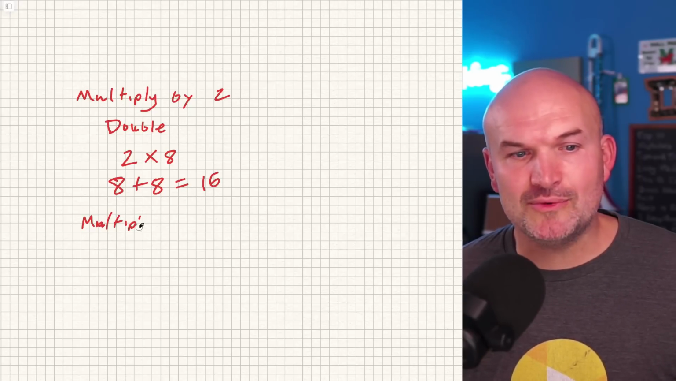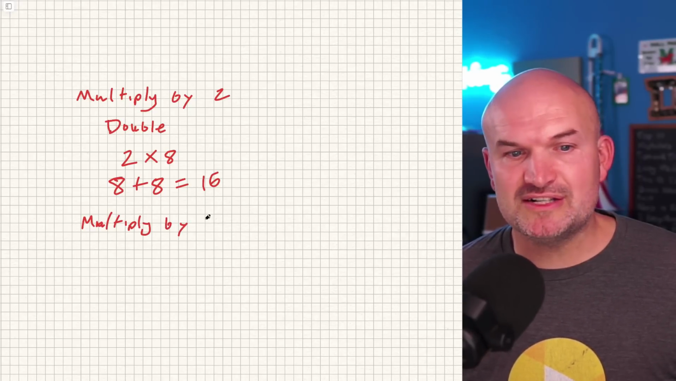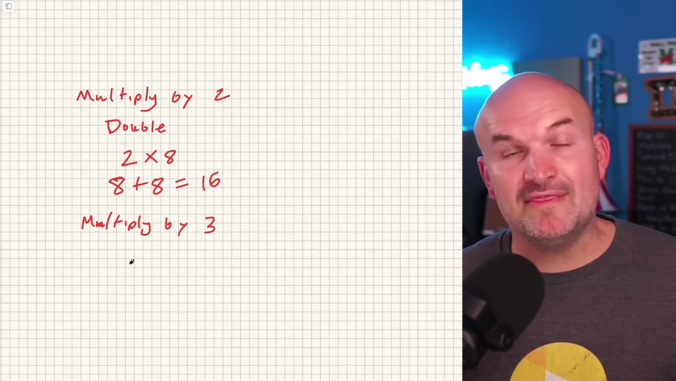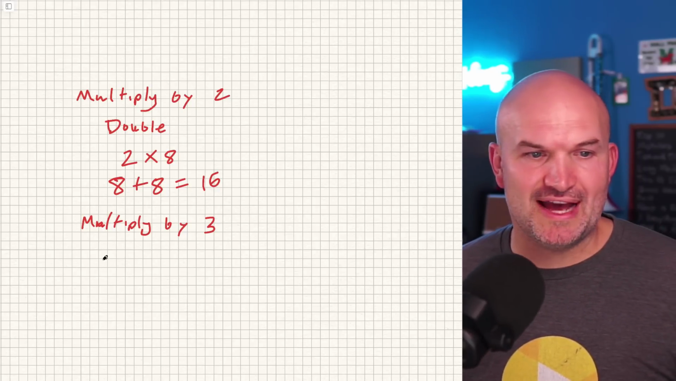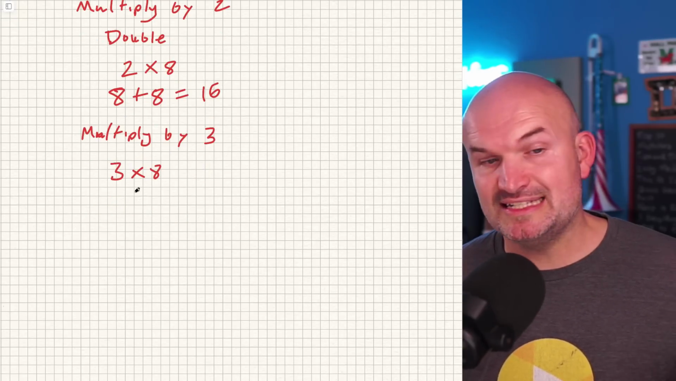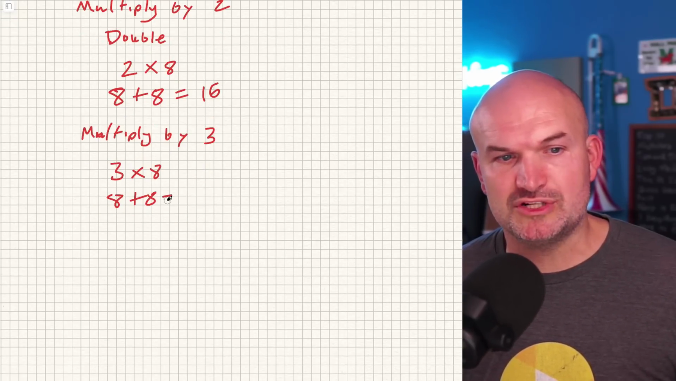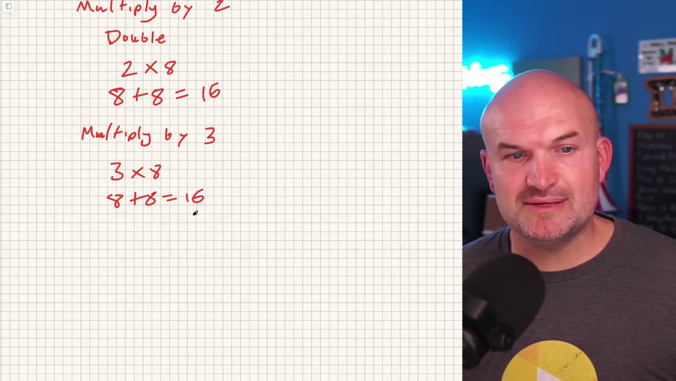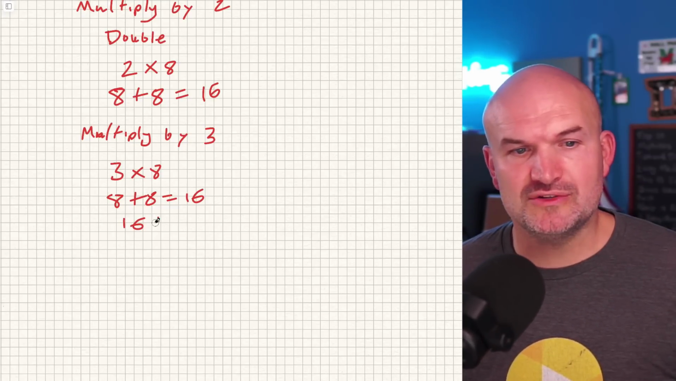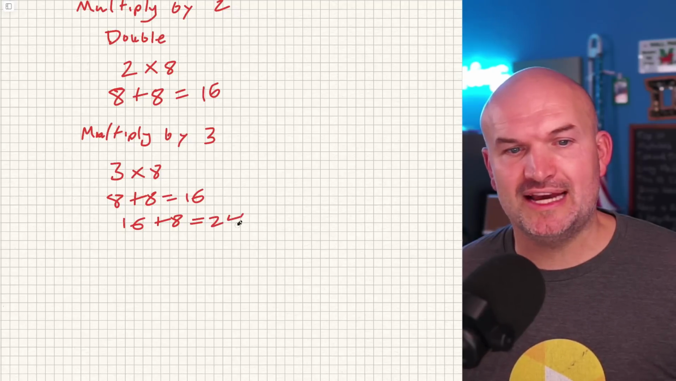Now, to multiply by 3, that's going to be very similar to the 2's, right? All we're simply going to do is double it and then just add an extra number. So if I had 3 times 8, right, I know I need to double 8. So that's going to be 8 plus 8, which is going to be 16. And then I'm simply just going to take 16 and add one more 8. So 16 plus 8, and that's going to give me 24.